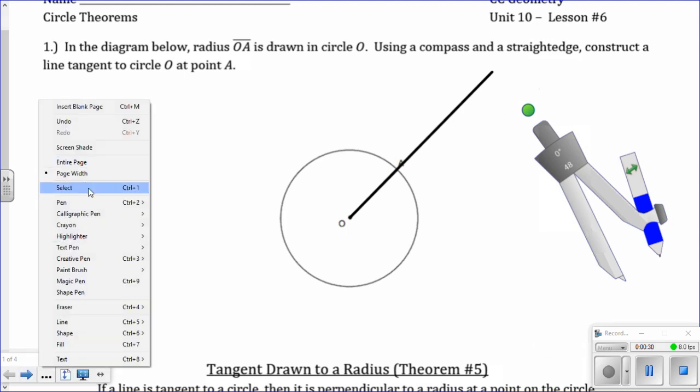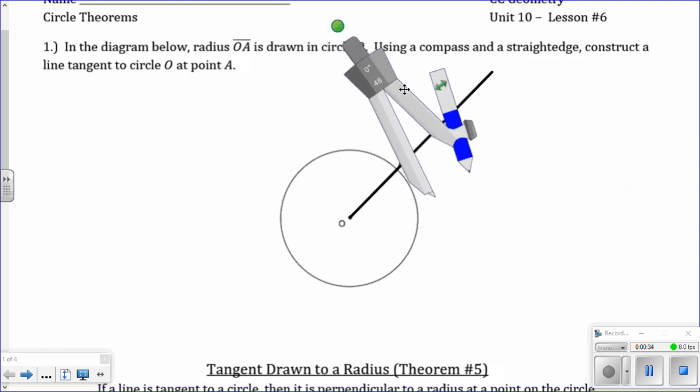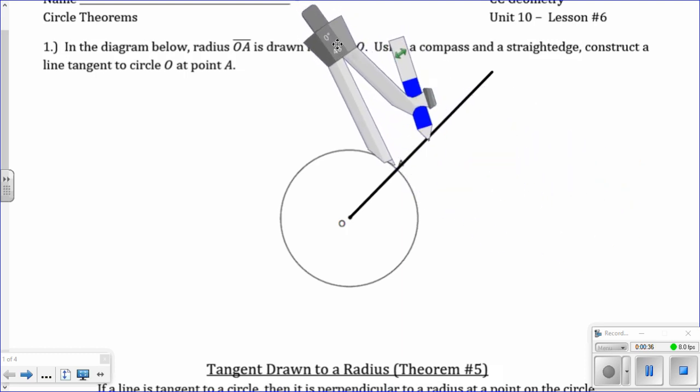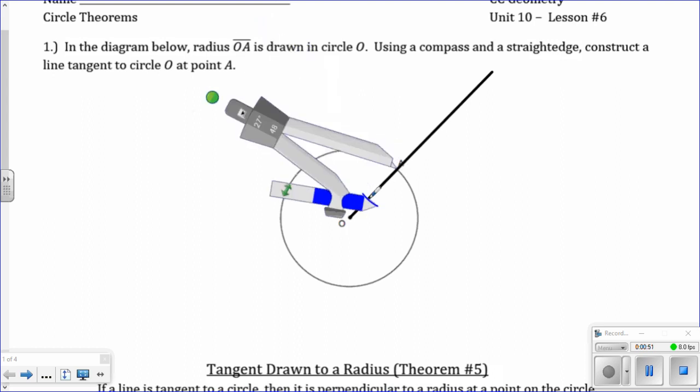Okay, the next step is we're going to take the compass, and since the tangent line has to go through point A, we want to place the end of the compass so the clear piece goes on point A. Now open it up as much as you want to. You don't want to go past O though, so like about here is good. Okay, so clear piece on A, the hole where the pen or pencil is going to go, just open it up a little bit, and you want to just draw a circle.